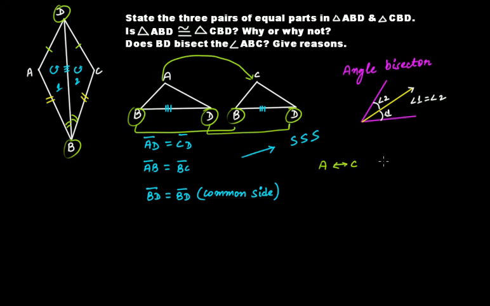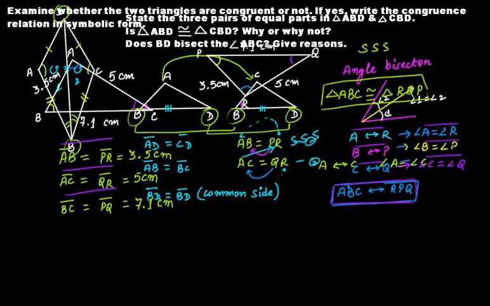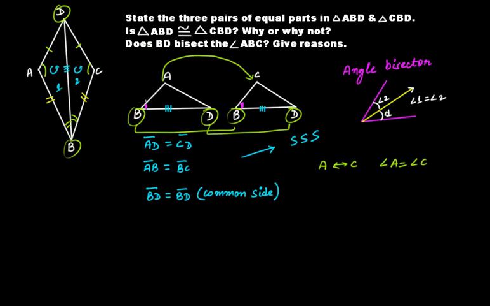It means angle A will be equal to angle C, because they are congruent triangles. Congruent triangles means the triangles have the same size and shape. Same size and shape means that the corresponding sides will be equal and corresponding angles will be equal. That's what we discussed in this case. So this angle will be equal to this angle.